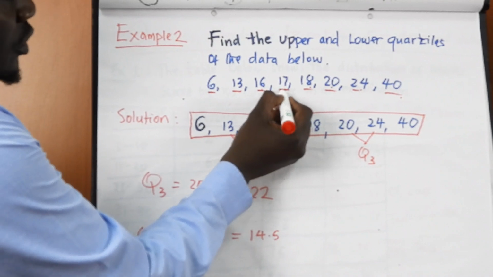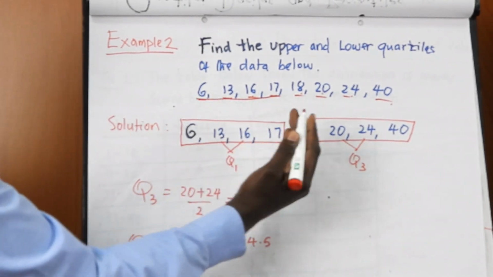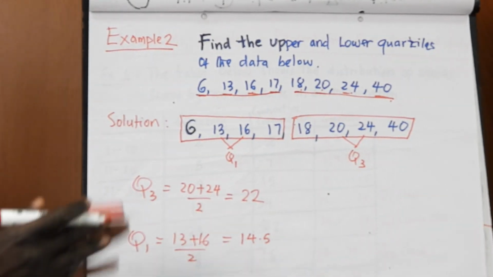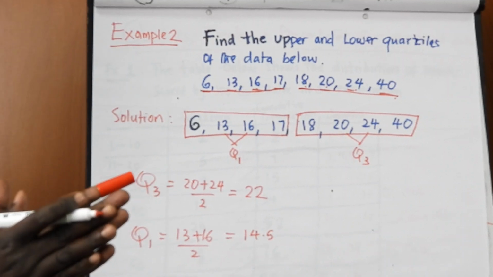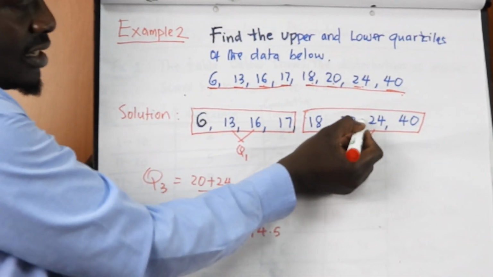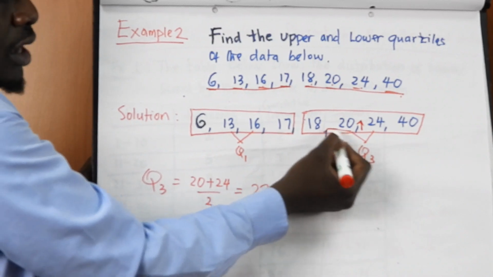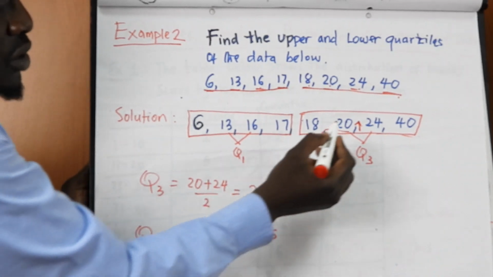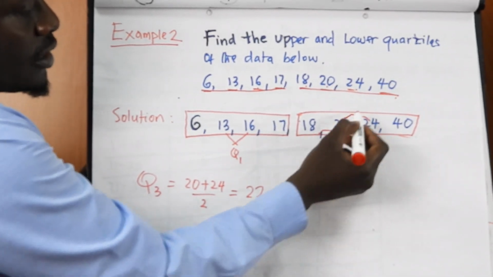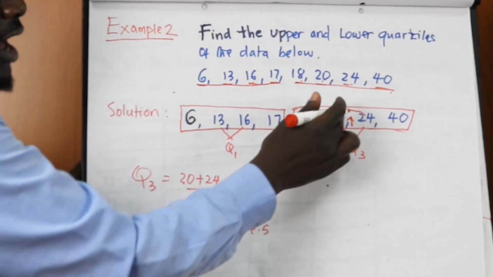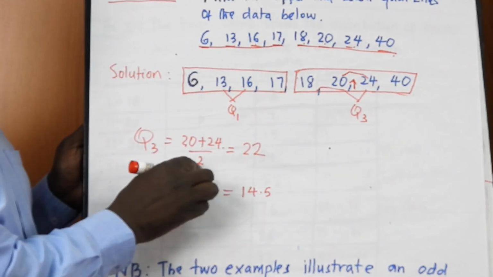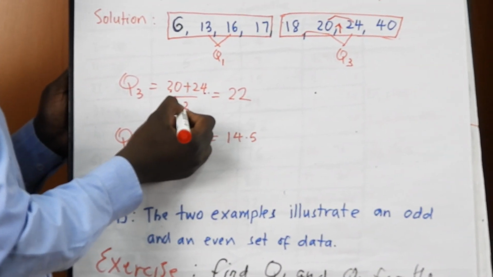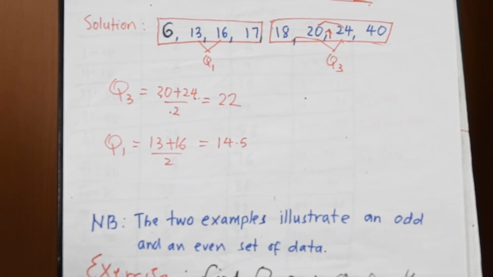So we are going to remain with 4 below, that is the lower part, and 4, which is the upper part. Now there's no distinct number in between. If you look at these 4, there's no distinct number in between, because there are 2 and there are 2, and we need to get the middle one. So for Q3, our upper quartile, we add these 2, 20 plus 24, and because we are adding 2 numbers, we divide by 2 to get the mean of 20 and 24. So it's 20 plus 24 divided by 2, and that is our upper quartile.